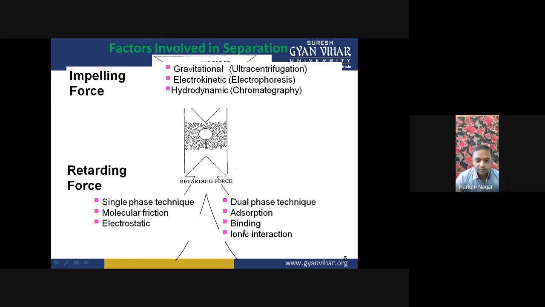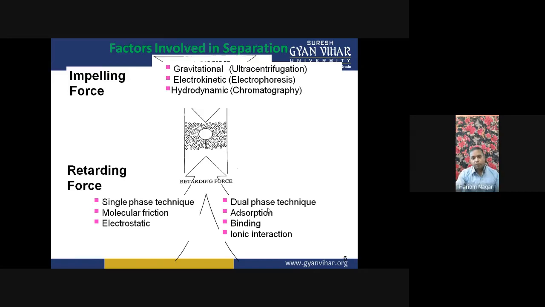Their migration would be greater with the mobile phase. And third is ionic interaction. If the ionic interaction is greater between the components and the stationary phase particles, then in that case the molecule will retard for more time.